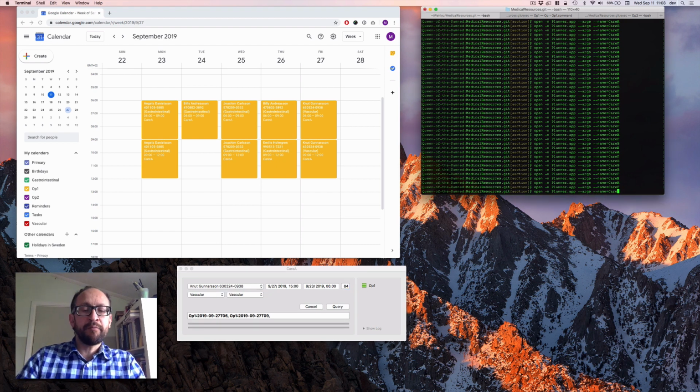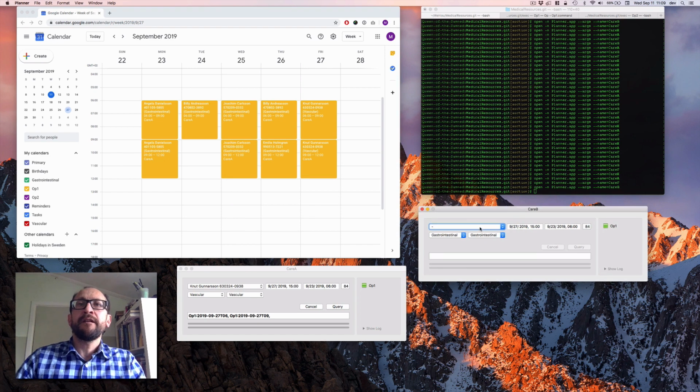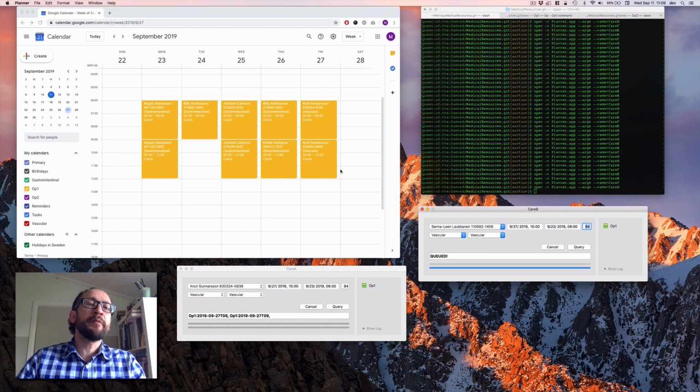Let's start another care planner, care planner B, and care planner B is identical to A, also scheduling 2 operations simultaneously. Then we're going to schedule for another patient, Sanna-Len Laukkanen, and we're going to also schedule vascular surgeries with a default priority of 84. Because the 4 days have been taken up by gastrointestinal surgery, and there's no space on Friday left for additional surgeries, Sanna Laukkanen's request is queued, because there's no space left on the calendar.